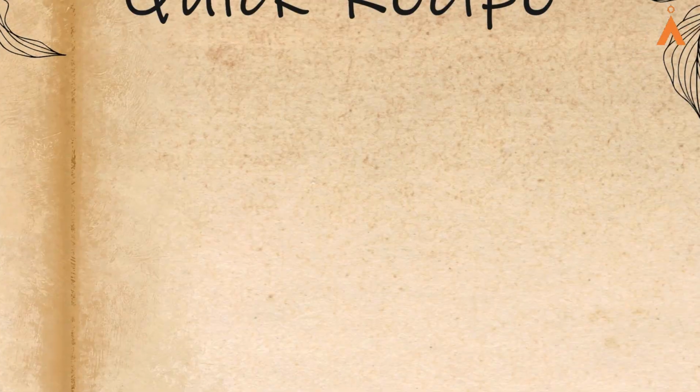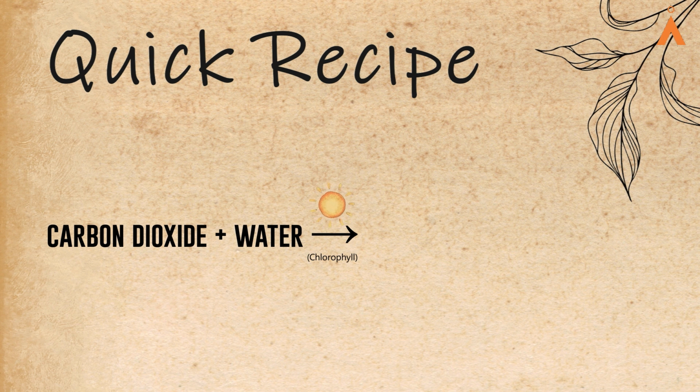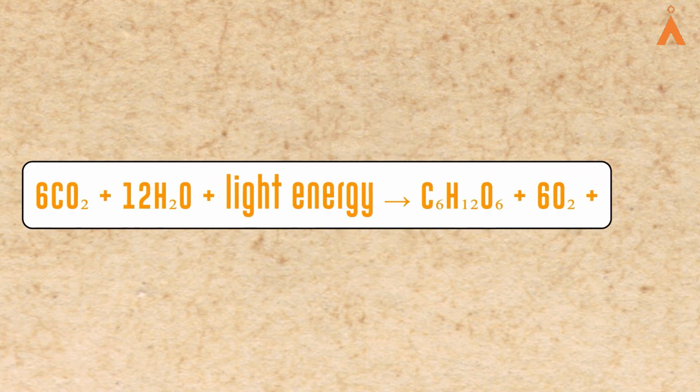Here is its quick recipe. Carbon dioxide, along with water in the presence of chlorophyll and sunlight, produces the end product glucose and byproducts oxygen and water. Have you ever wondered how exactly this cooking happens with these ingredients? The answer lies in the equation.